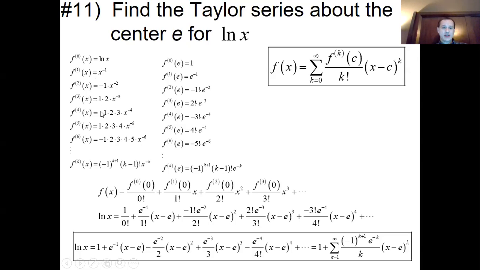Take the derivative of that, -3 comes down, now it's negative, 1 times 2 times 3, x to the negative fourth. Take the derivative of that, -4 comes down, now it's positive, 1 times 2 times 3 times 4, x to the negative fifth. Derivative of that, up, negative, up. And in general, it seems like there's a pattern to these derivatives right here. First of all, the first one's kind of funky. It's natural log of x. Let's just leave that one alone.